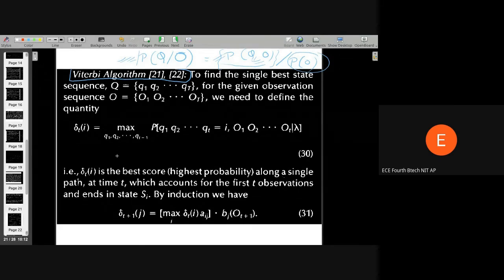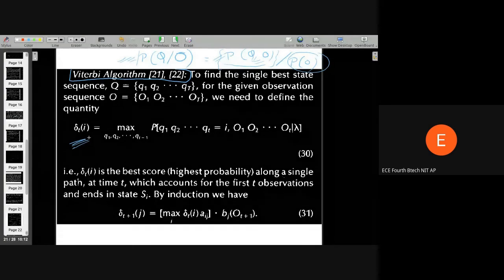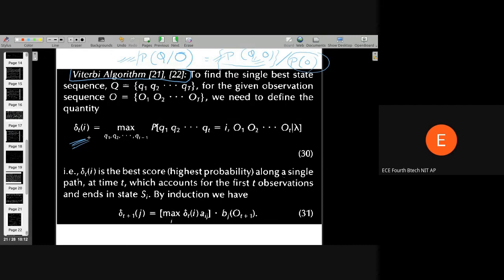So we define a parameter, this is the parameter. We need to define it because, again, in all these cases there are a huge number of possibilities. We have discussed previously in the forward algorithm, if we want to do it in the straightforward manner, how many computations we would require. Same thing will happen here. So we need a recursive procedure, and so we need to define certain variables for that.